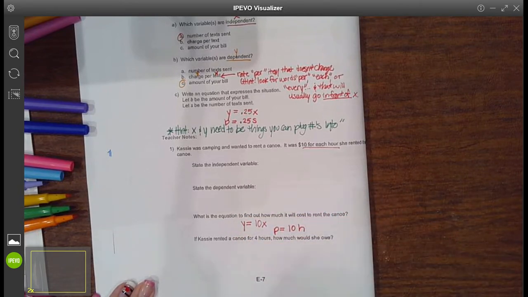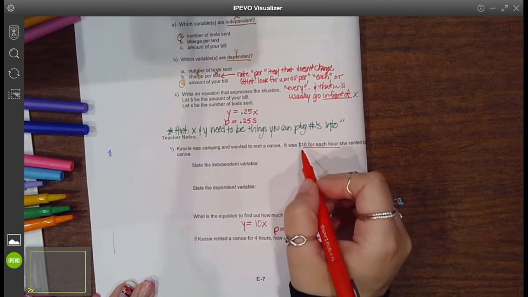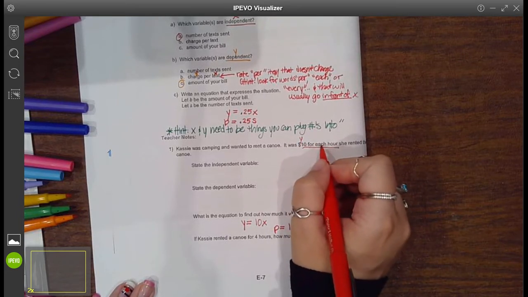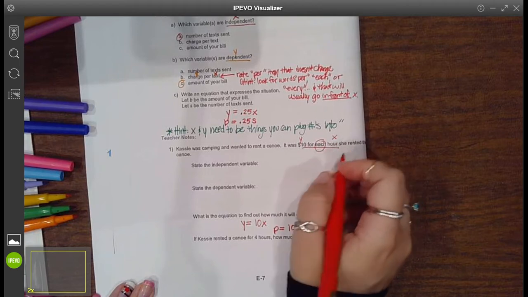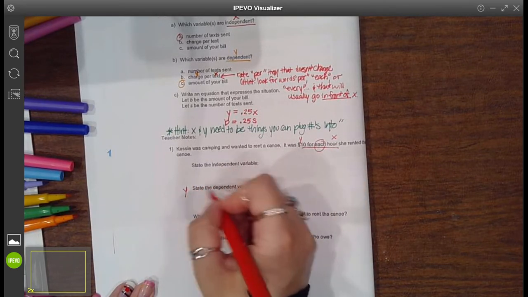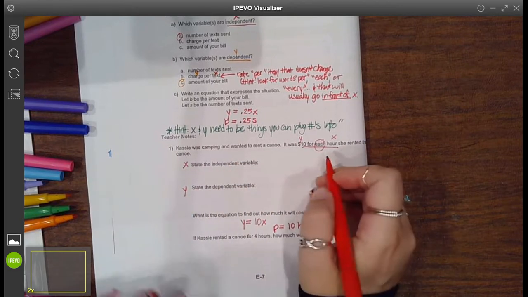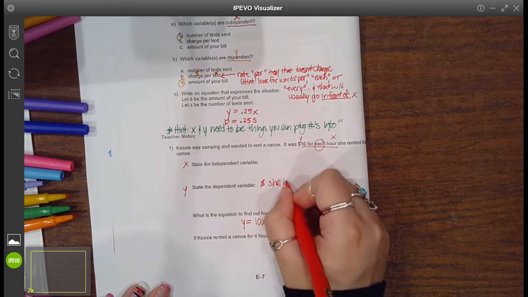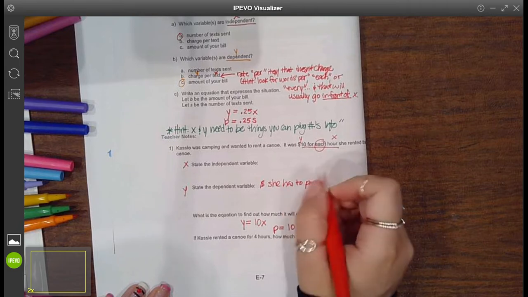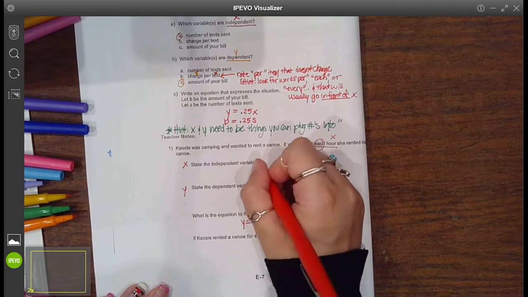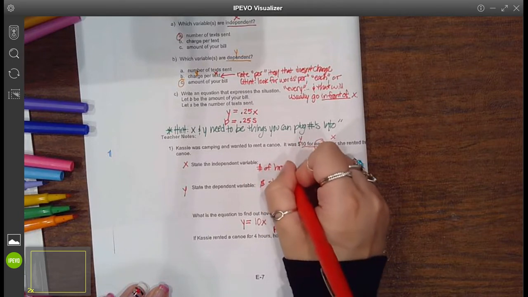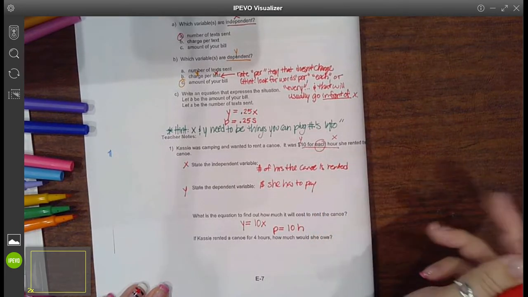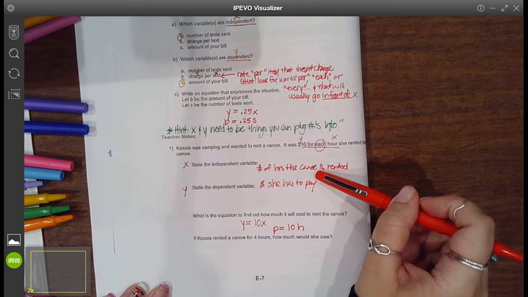Now, to identify your independent and dependent, remember it's $10 per hour. So y is the dollars. After the word per, each, or every is your x. So y is the dependent because your answer depends upon what you do to the x. And now it just basically gave the answer. So y is the money she has to pay, and x is the hours. So the number of hours the canoe is rented. Okay, and it makes sense. How much money you have to pay depends upon how long you rented the canoe for.